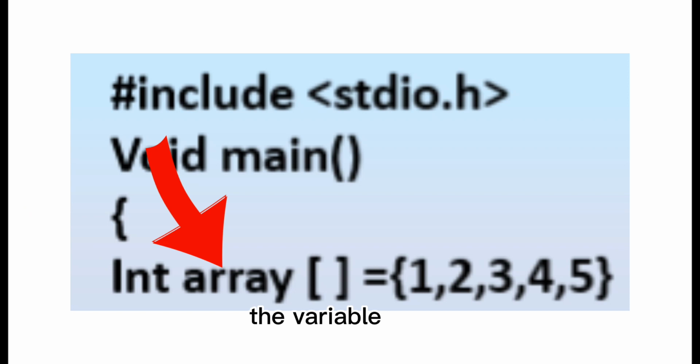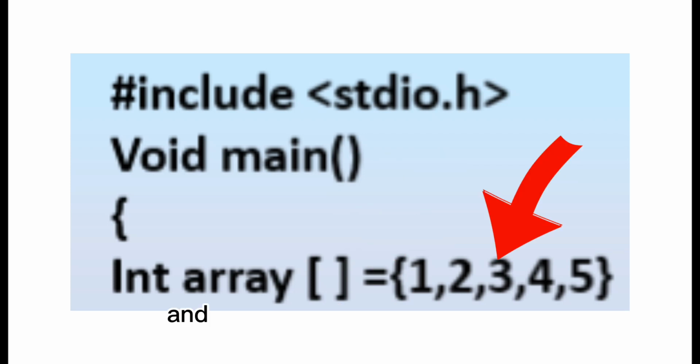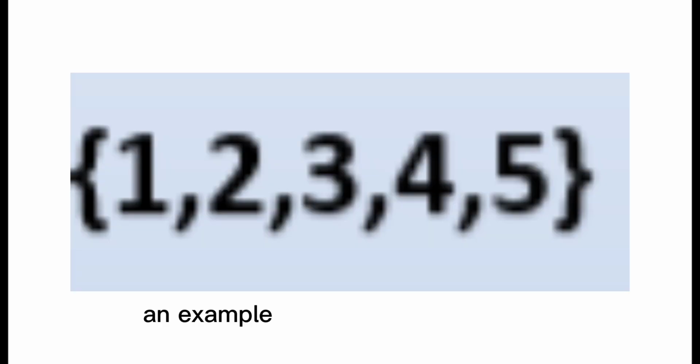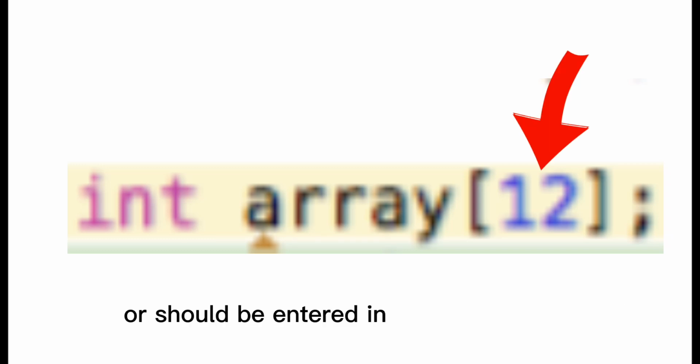Arrays are initialized using the data type, the variable name, open and closed square brackets that store the amount of elements that can be entered in an array, an equal sign, and curly braces that you use to input the variable values. An array does not have to be initialized with data inside of it. An example of this is an empty array, which only holds the number of elements that will or should be entered in the curly braces.